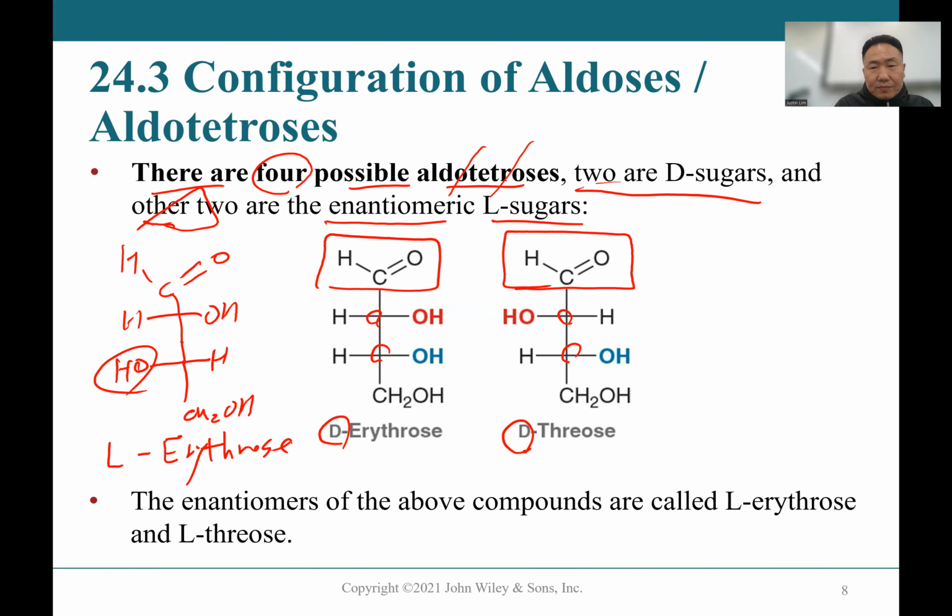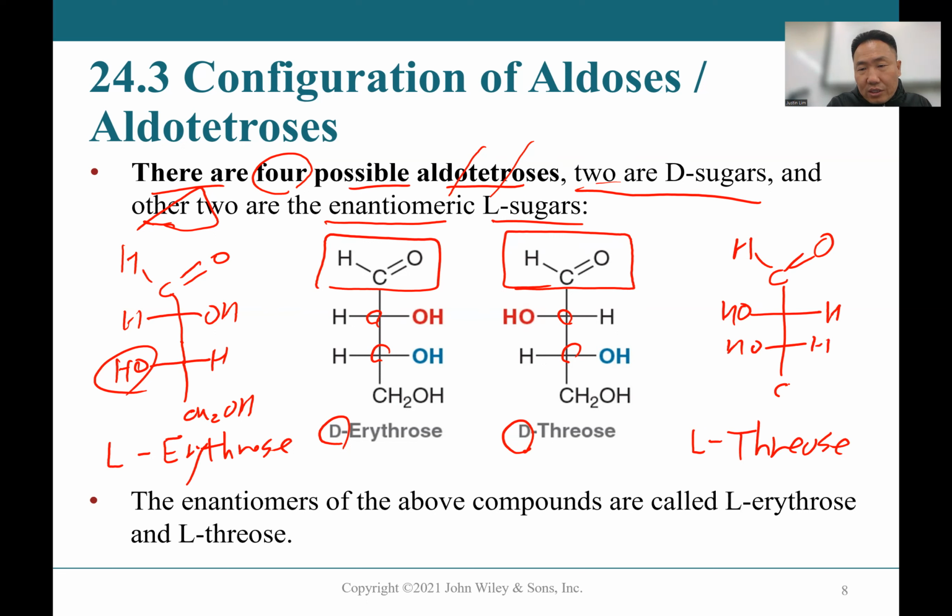Now, when you draw L-threose, you can draw the structure OH, H, OH, H, CH2OH. So there are four possible aldotetroses. Tetro means four carbons. One, two, three, four carbons.